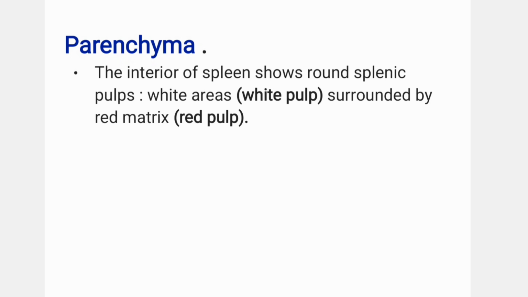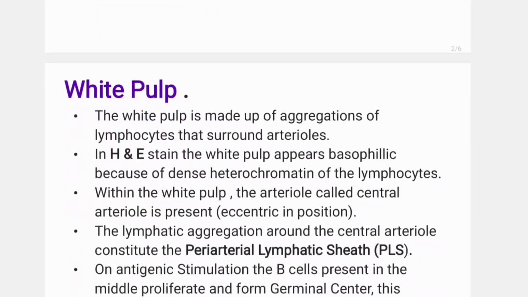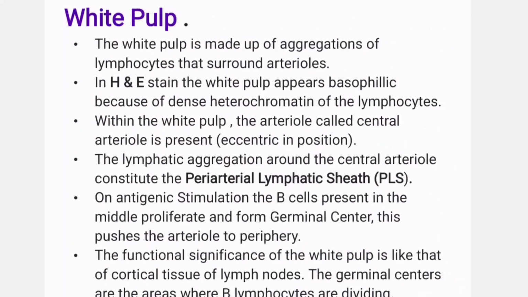So the parenchyma, the interior of the spleen shows round splenic pulps. Now there are two types of pulps. Number one is the white pulps, and the white pulps are surrounded by the red matrix which is also known as the red pulp. So we will learn about white pulp and red pulp in detail.